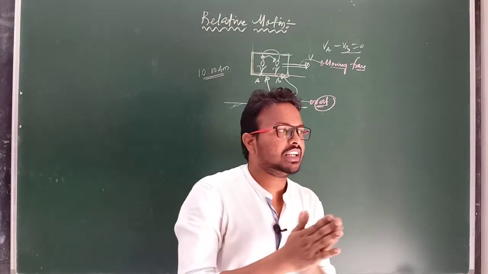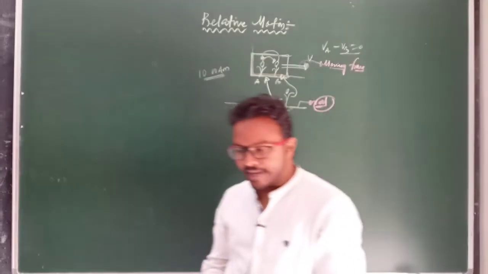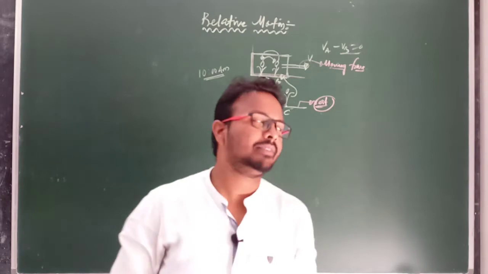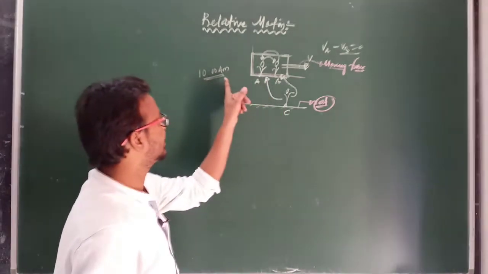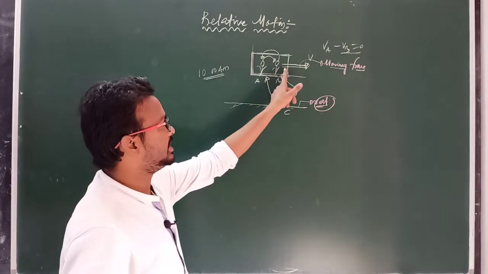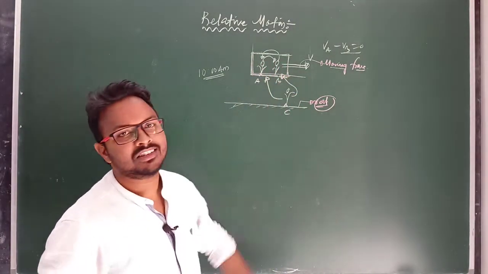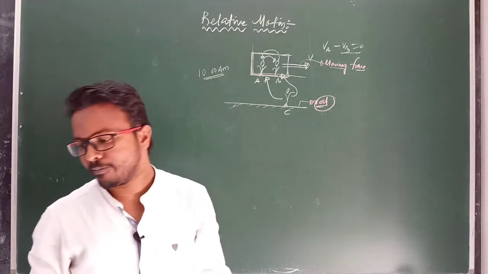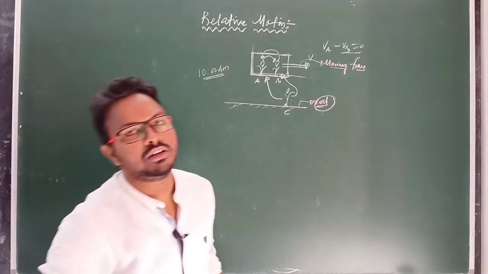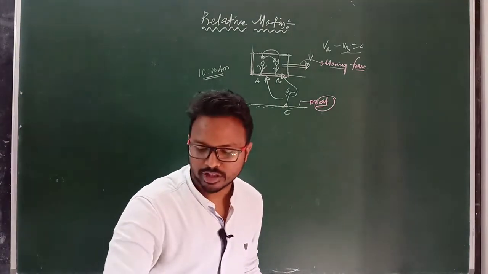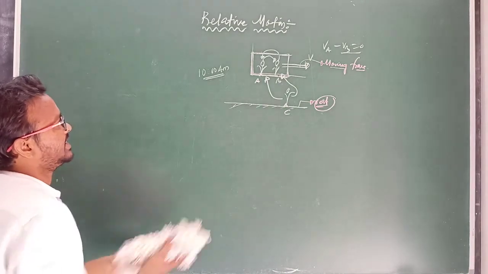Clear? We already discussed that there is nothing like absolute rest and absolute motion; only relative rest and relative motion are possible. Like at 10 AM, A observes B at rest, B observes A at rest, but C observes both moving at the same time. So relative motion is possible; absolute motion and absolute rest are not possible. Clear? Now we will discuss this relation.